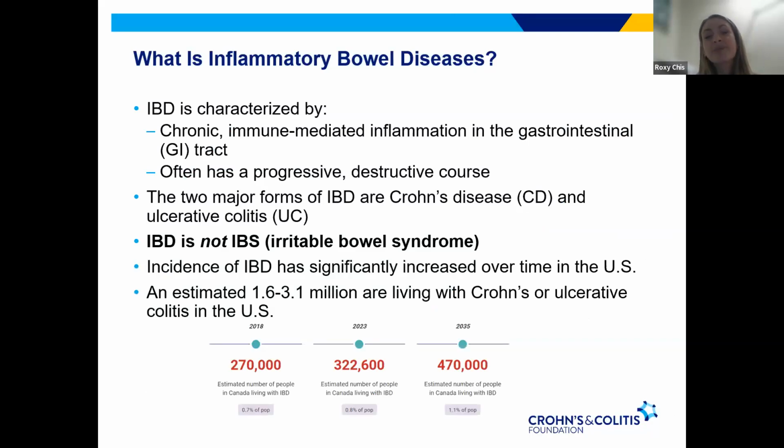What is IBD? IBD is a condition characterized by chronic, seemingly immune-mediated inflammation of the GI tract. Oftentimes what we see is a progressive and destructive course in inflammatory bowel disease. We have identified two major forms of IBD, Crohn's disease and ulcerative colitis. Although the two fall under the same umbrella of inflammatory bowel disease, they can have fairly varied clinical courses, and so we'll spend a little bit of time talking about that.